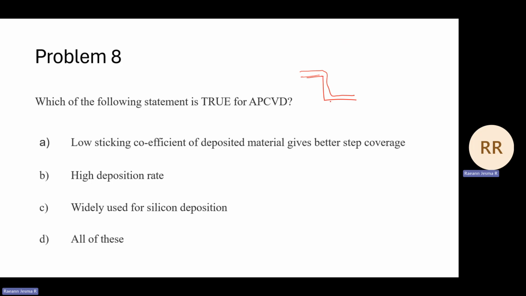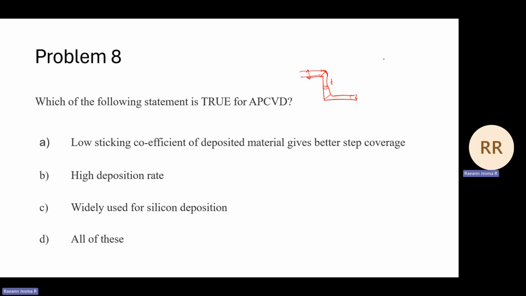Like in the horizontal region, how much you have deposited in this region should also be present in this region. In the side walls as well as in the corners, you will have the same amount of film growth, the same thickness of film. This is called step coverage. It should follow the exact step, and the thickness should be the same everywhere, in the side walls and in the corners also.